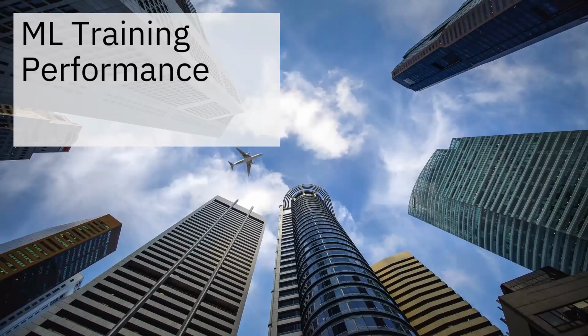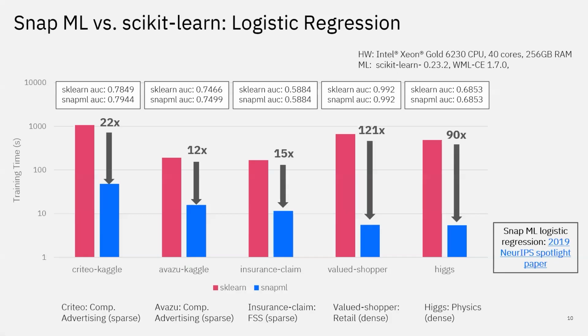Okay. So now we're going to talk a bit about the performance of SnapML in terms of training. So firstly, we have a benchmark comparing SnapML against scikit-learn for logistic regression. So very popular generalized linear model. We have 5 different data sets here.